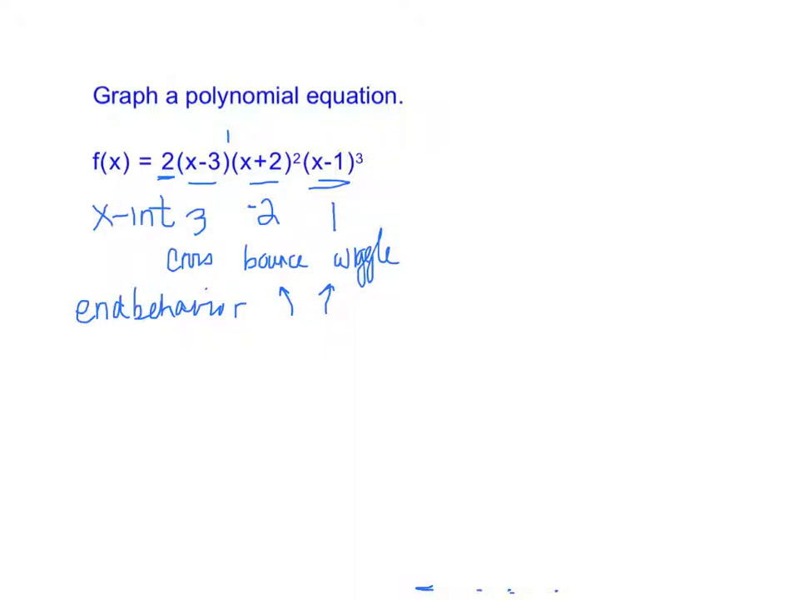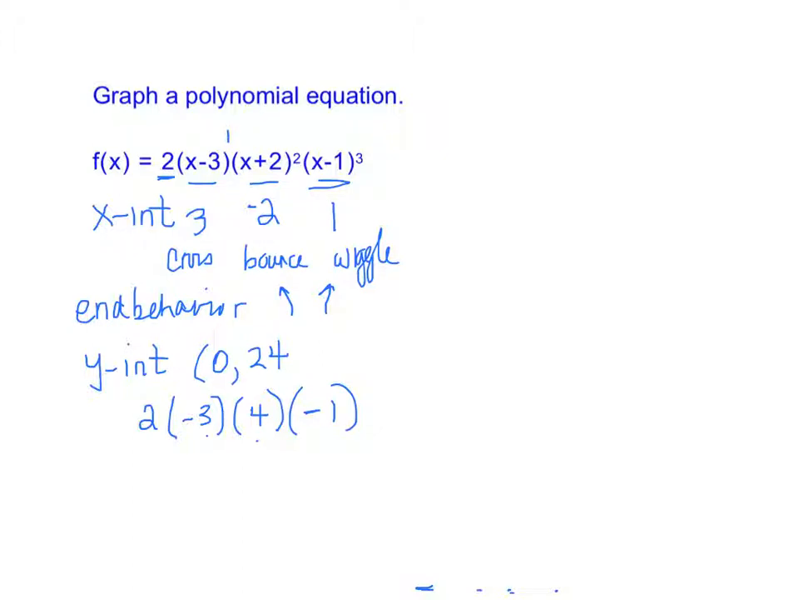We also know we can find a y-intercept. The y-intercept is going to be where x is equal to 0. So let's do that. We have the 2. We have a -3. We have 2 squared, which is 4. And I'm just putting 0 in for x. And -1 to the third power is just -1. So this will be a positive. 2 times 4 is 8, times 3 is 24. So this will be 0, 24.